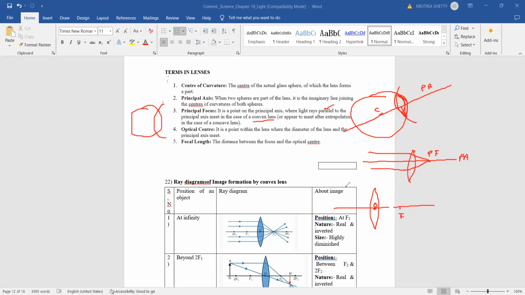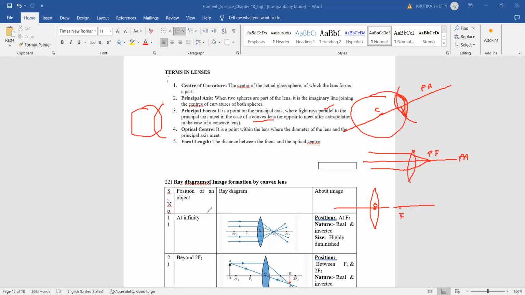All these five terms are essential. The first term is center of curvature. Second is principal axis. Third is principal focus. Fourth is optical center, and fifth is focal length. If you know all these five points, then we can understand the ray diagrams.